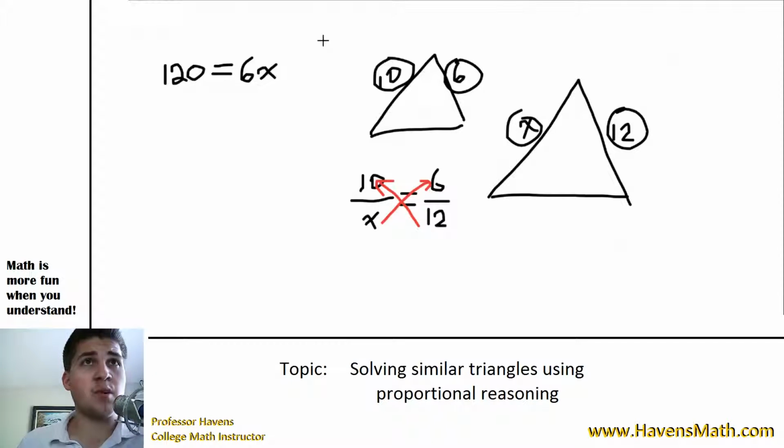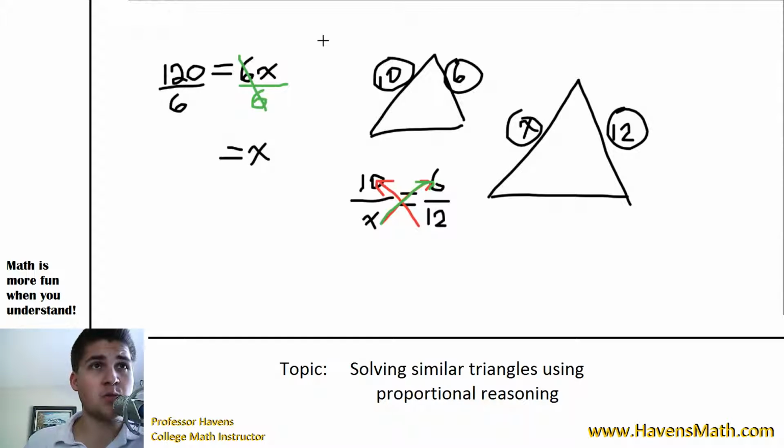And then after we cross multiply, we divide by the coefficient remaining. So in this case, after x multiplies over to the 6, we're left with 6x. If we want to solve for x by itself, we have to divide away the 6. To cancel out a multiplication, we have to use division. So we divide both sides by 6, and that leaves us with x is equal to 120 divided by 6, which is 20.